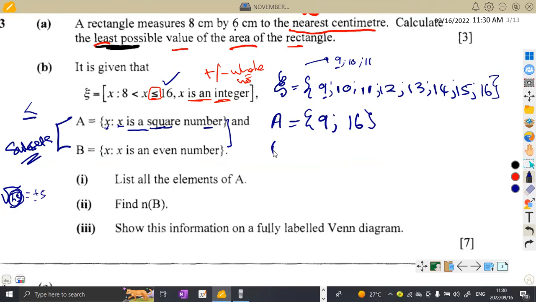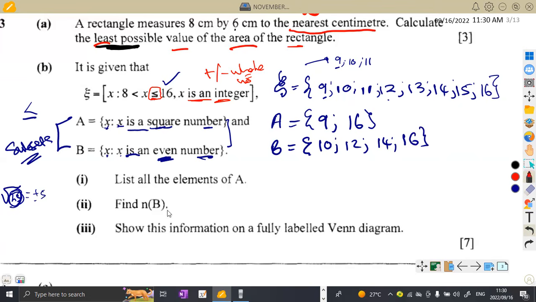Okay, so let's talk about B also. The B here says that X is an even number. So you're talking of even numbers, those numbers that when you divide by 2 are exact values. They do not leave a remainder. So we are talking about 10, 12, 14, and 16. These are the even numbers. So these are the sets: your universal set, your A and your B.